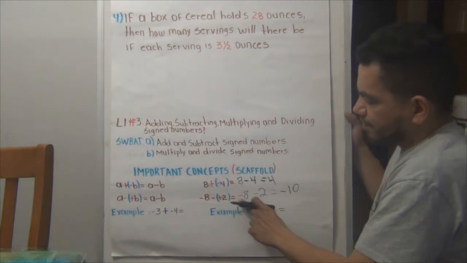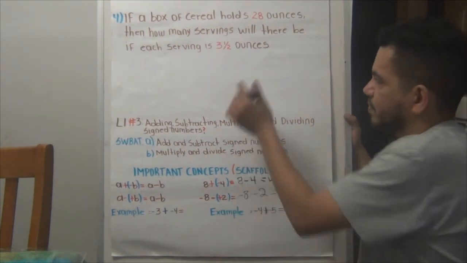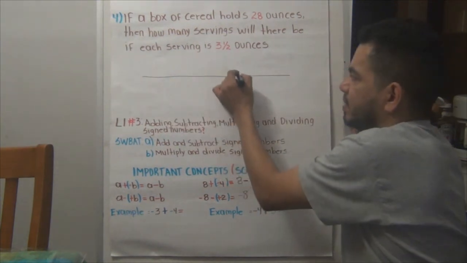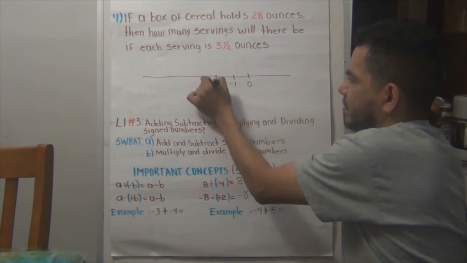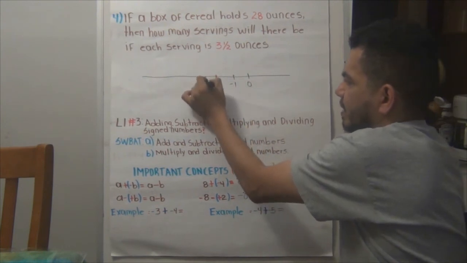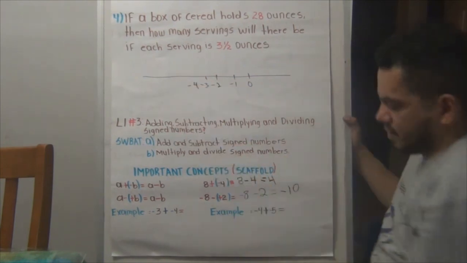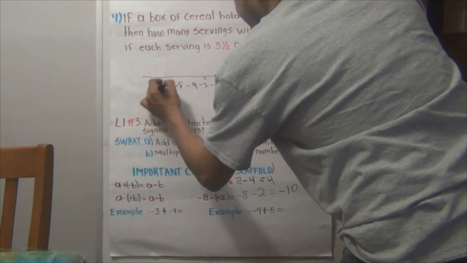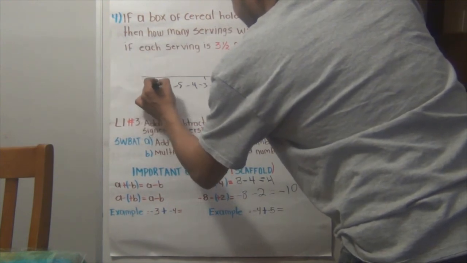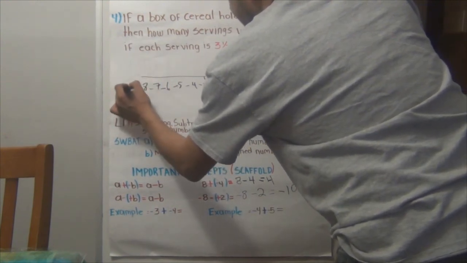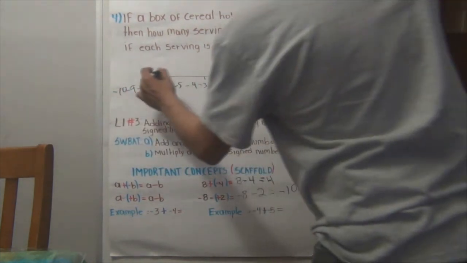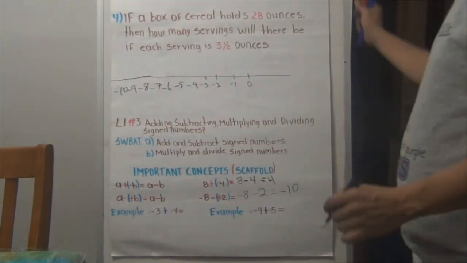Let me do negative 8 minus 2. So this is the number line right here. This is 0. Negative 1, negative 2, negative 3, negative 4, negative 5, negative 6, negative 7, negative 8, negative 9, negative 10.